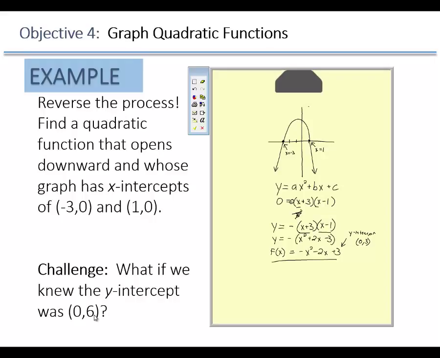Well, we could put a factor of 2 in front of the function, so y equals -2 times (x squared plus 2x minus 3). And if we do that, we have y equals -2x squared minus 4x plus 6. And so that leaves us with a y-intercept of (0, 6).